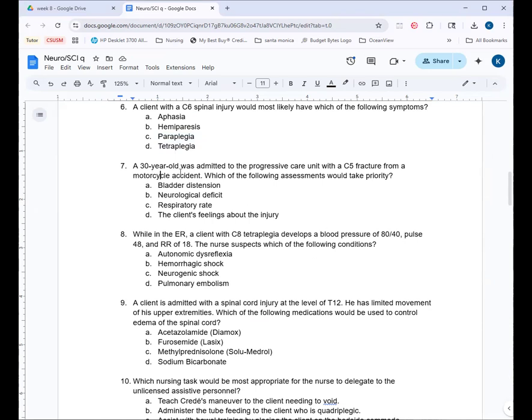Number 7, a 30-year-old was admitted to the progressive care unit with a C5 fracture from a motorcycle accident. Yikes. Which of the following assessments would take priority?